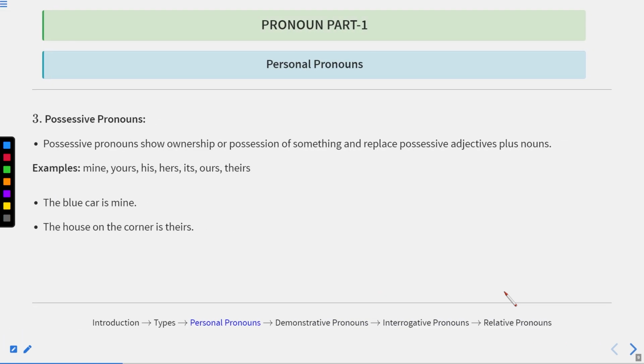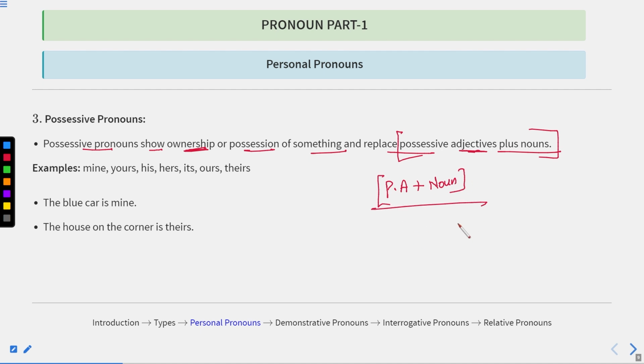Now, let us discuss possessive pronouns. What are possessive pronouns? Personal pronouns can also be classified on the basis of possessive pronouns. Possessive pronouns show ownership or possession of something and replace possessive adjective plus noun. Now, this is a very important part. This entire phrase, possessive adjective plus noun, can be replaced with the help of a possessive pronoun. How? Let me tell you.